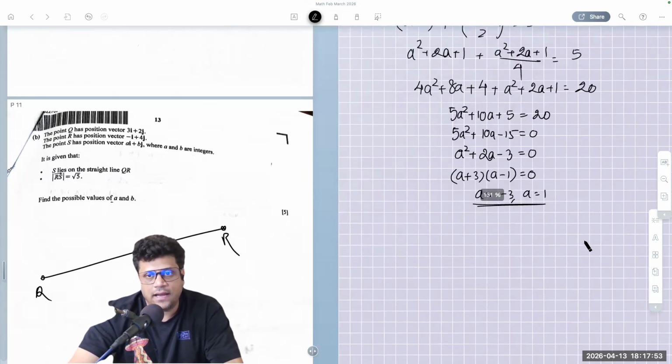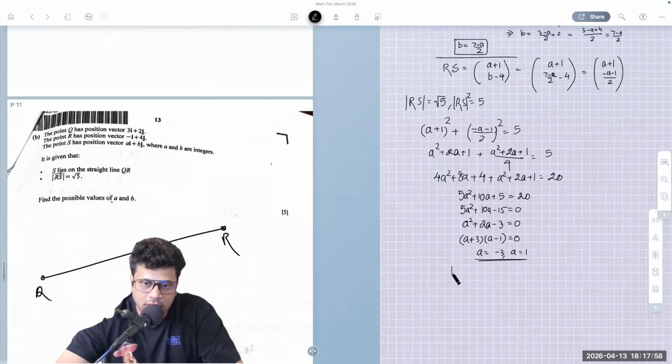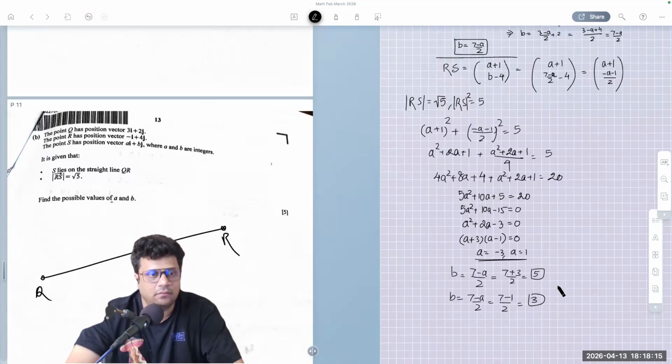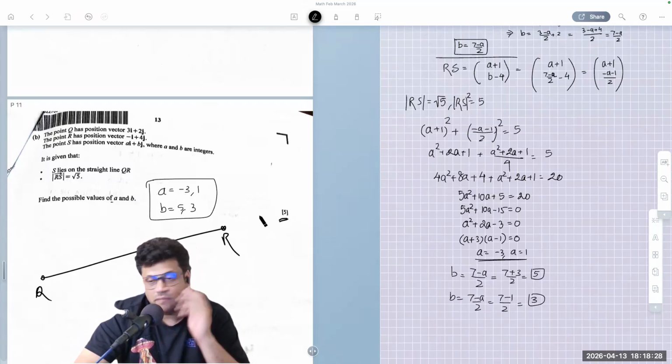A is -3 and 1. And you know that B is supposed to be (7 minus A) by 2. So for A equals -3, it comes out to be (7 plus 3) by 2. That's 5. And for A equals 1, it comes out to be 3. So A is -3 or 1, and B is 5 or 3, for 5 marks.